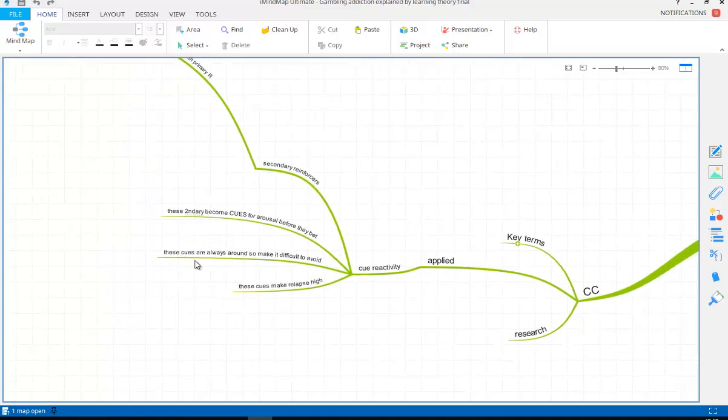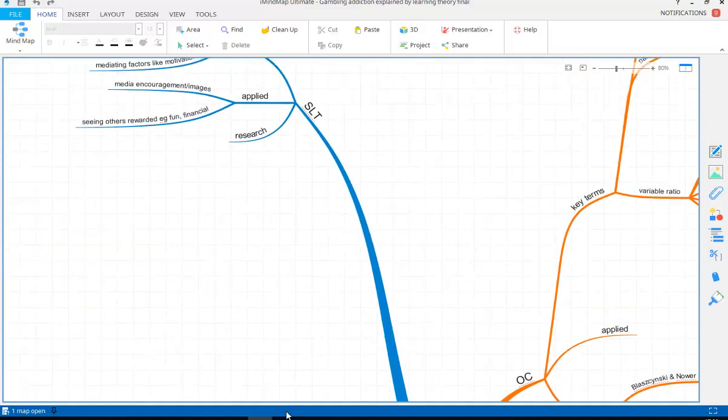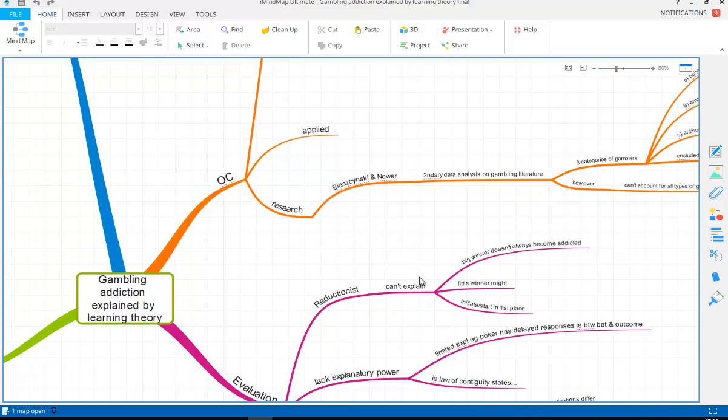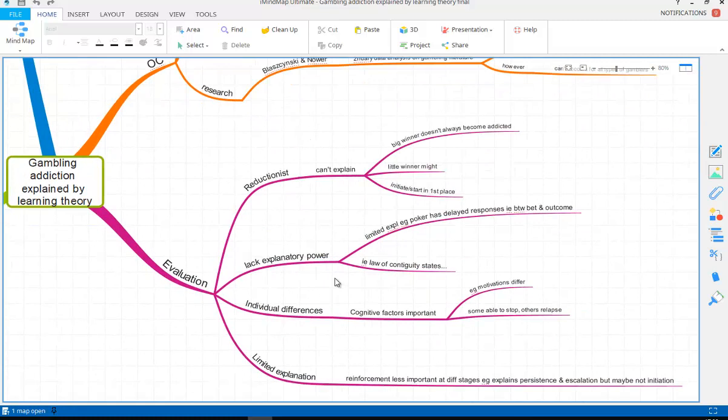And the problem is that these cues are always around. We can't avoid them usually. So it makes it very difficult for people to abstain and to give up. And therefore, that is why relapse is very high for people who are trying to avoid gambling shops or gambling stimuli. So you'll see that I put research in different places. We've got some research here, but I'm going to refer to that with these different evaluator points. So we've got reductionism, lack of explanatory power, individual differences, and limited explanation as a starting point for our evaluation. So let's have a look at these.